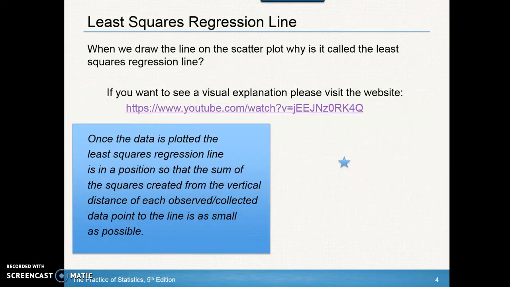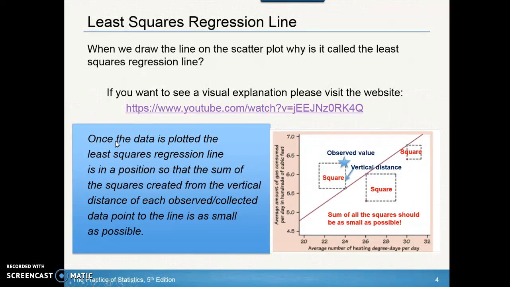When we draw a line on the scatter plot, why exactly is it called the least squares regression line? If you'd like to see a visual, please click on this website. It's actually very interesting to see why it's called the least squares regression line. It's called the least squares regression line for this reason. What we do is we plot our data. So this is the average number of heating degrees per day, and this is the average amount of gas consumed per hundreds of cubic feet.